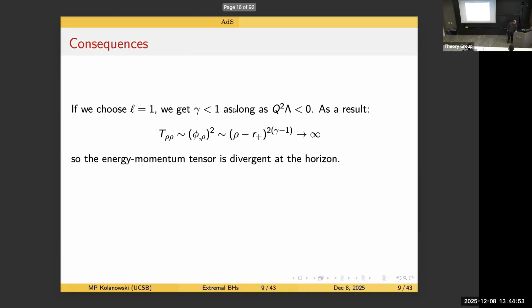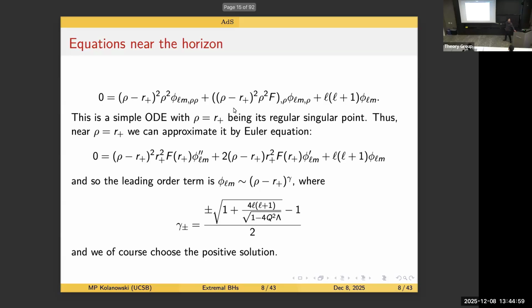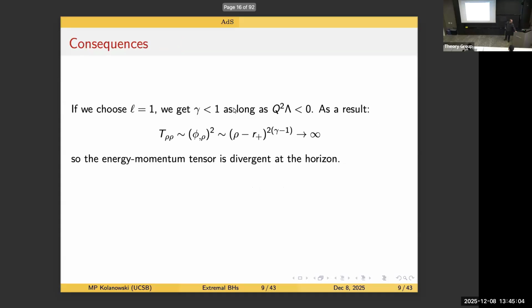So we get here, and let us look at a very specific case of L equal 1 in this formula. And I'm going to assume for a moment that the cosmological constant is negative. If you put in numbers, you will find that as long as the cosmological constant is negative, this exponent is smaller than 1. So if this exponent is smaller than 1, it means that if I take one radial derivative of the scalar field, I will get something that has an exponent smaller than 0, so it blows up. So in particular, this component of the energy momentum tensor, the rho component, blows up at the horizon.